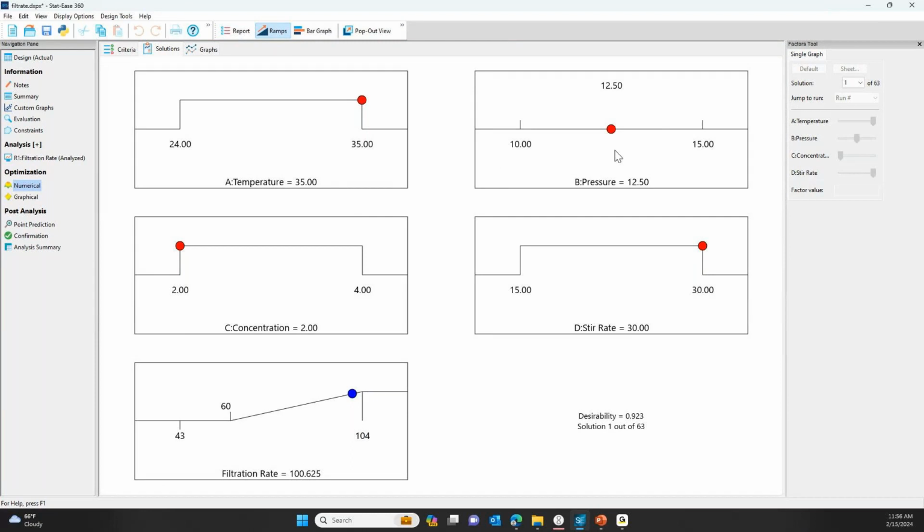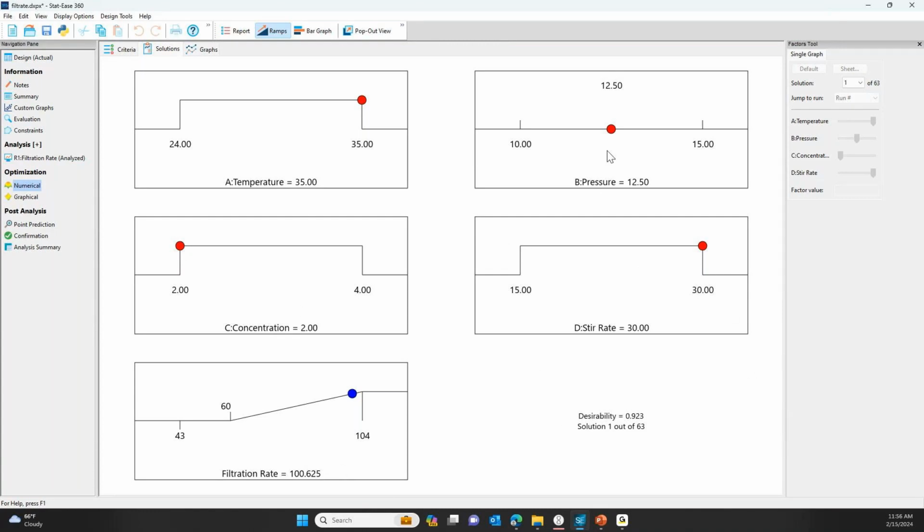My pressure, which was shown not to be a statistical contributor, is set at the midpoint. I'll talk about that in a minute. The concentration, we like the 2%. Stir rate was at the high end, and now I can see 100.625, the same value that I got on the graph. That's my predictor of what it would achieve on average for that set of conditions.